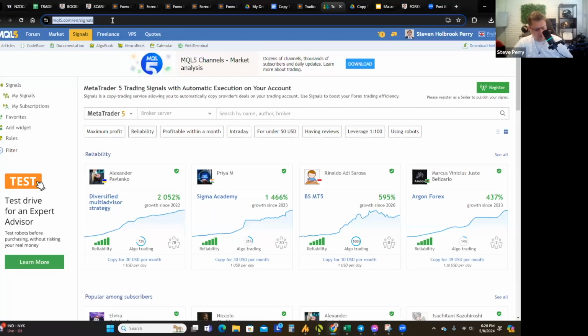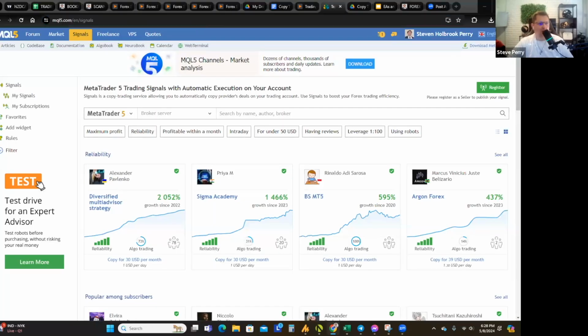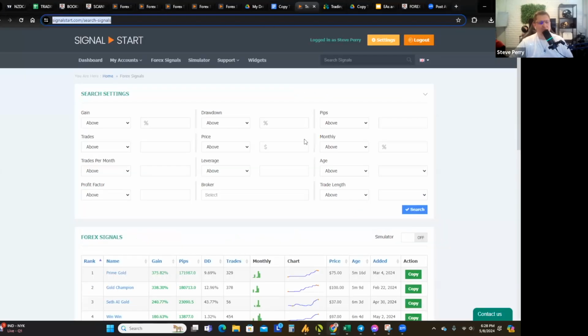Okay, we're going to look at both of these real quick. And I'm going to show you how to evaluate different trading systems and styles. So let's start with Signal Start. This is probably my favorite place to look for different copy traders. And I check this regularly, probably once or twice a month, to see if there are new copy traders out there.